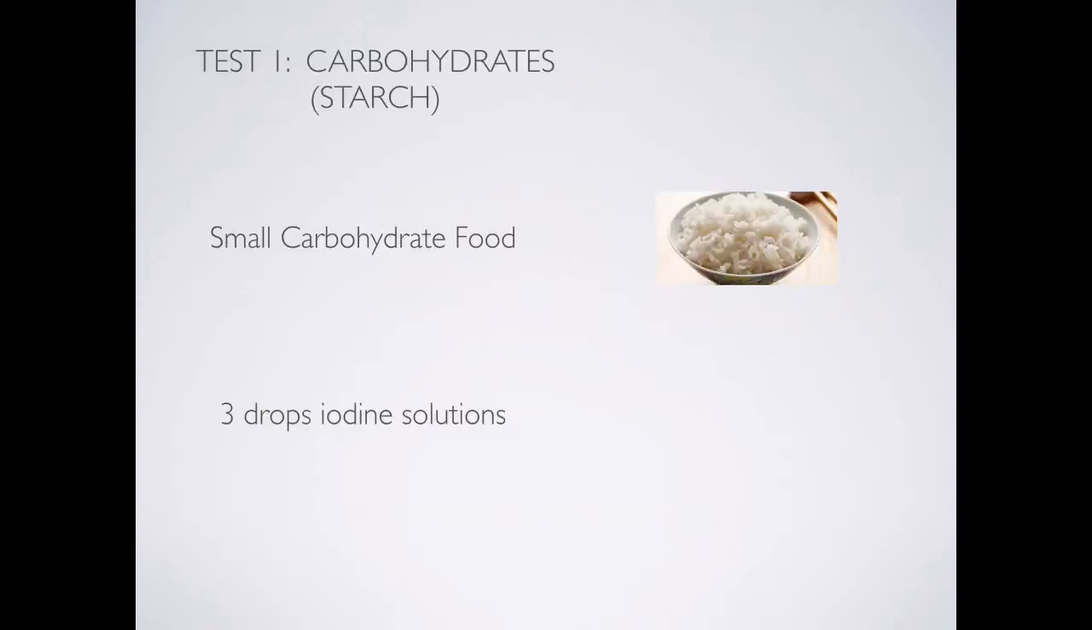Now, for test number 1, which is the test for starch, we need to take a small quantity of a food item or a raw ingredient and place 2 to 3 drops of iodine solution. Now, iodine solution is a special solution that shows us if starch is present. Starch is what carbohydrates contain. This could be rice, or this could be bread, or even potatoes.